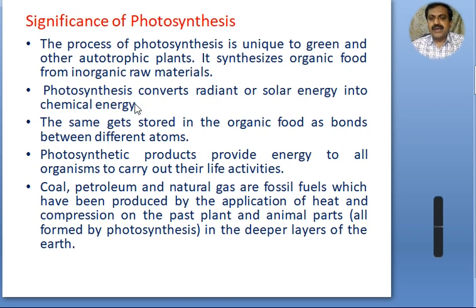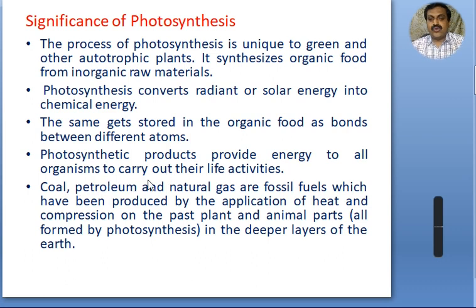Photosynthesis converts radiant energy, that is solar energy, into a utilizable form of energy called chemical energy. The same chemical energy gets stored in the organic food in the form of bonds present between the atoms. Photosynthetic products provide food energy to all organisms to carry out their living activities.